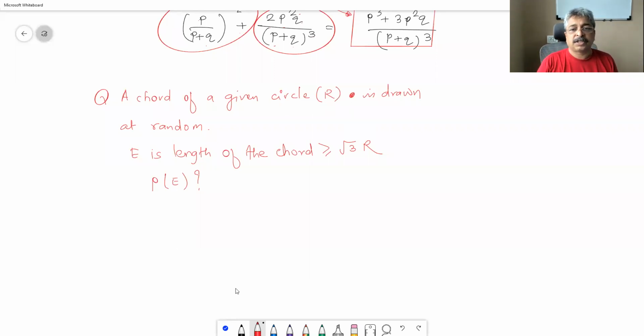Next question is: a circle is drawn of radius r and a chord is drawn at random. E is the event such that the length of the chord is greater than or equal to root 3 r. Find the probability of E.